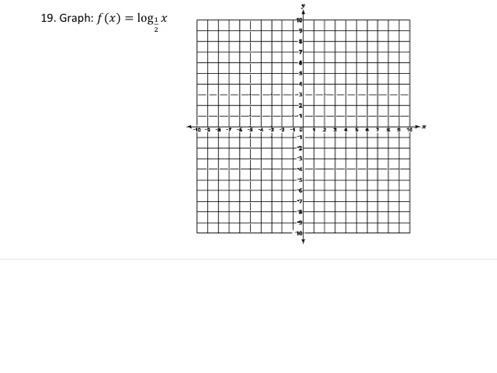Alright, to start off 19, what we can do is replace f of x with y. It's not going to matter there.